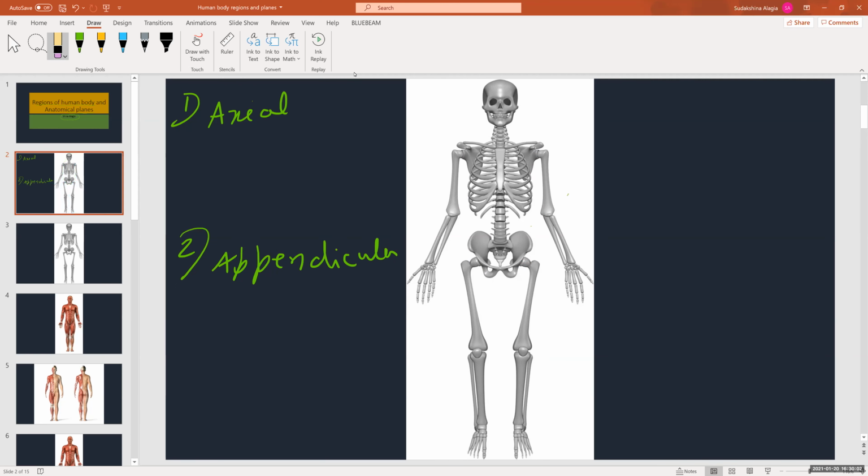Axial is divided into, as we saw, head and neck. The head region is known as cephalic. The neck region is known as cervical.